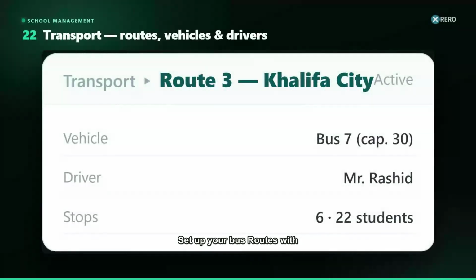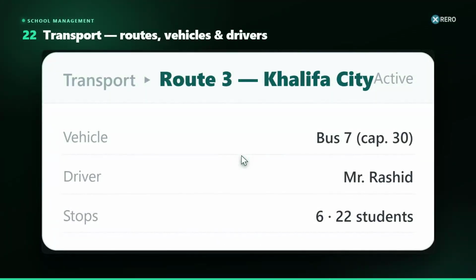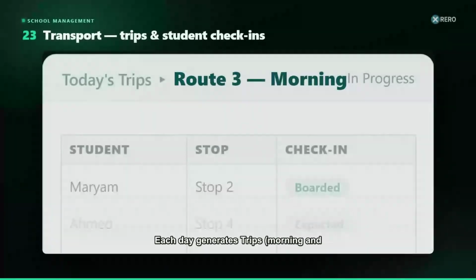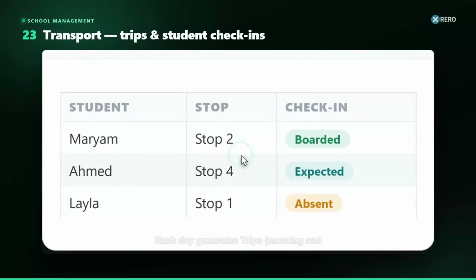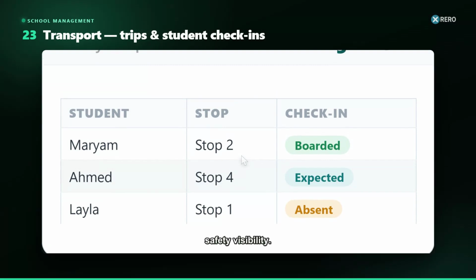Set up your bus routes with their stops, the vehicles with capacity and status: active, under maintenance, retired, and the drivers. Each day generates trips, morning and afternoon, that move scheduled, driver checked in, and progress, completed. As students board and alight, they're checked in: expected, boarded, dropped off, or absent or picked up by parent, giving parents and the office real-time safety visibility.